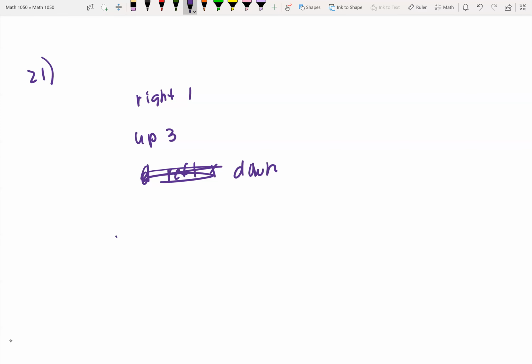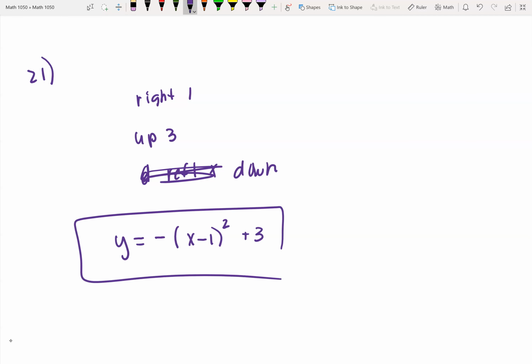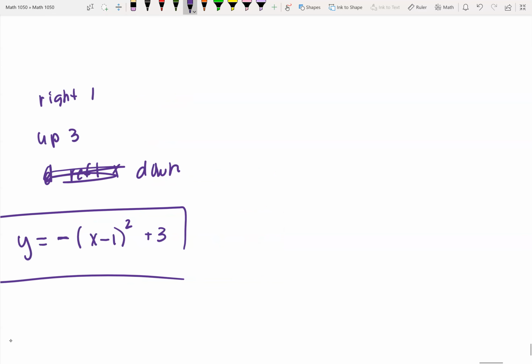So I'm going to go y equals. It opens down. That's supposed to be right there. Then I have to do a parenthesis. Right 1 means x minus 1. It's a parabola, so it's squared, and it's up 3. So this is opens down, right 1, up 3. Okay? Okay, question 22.